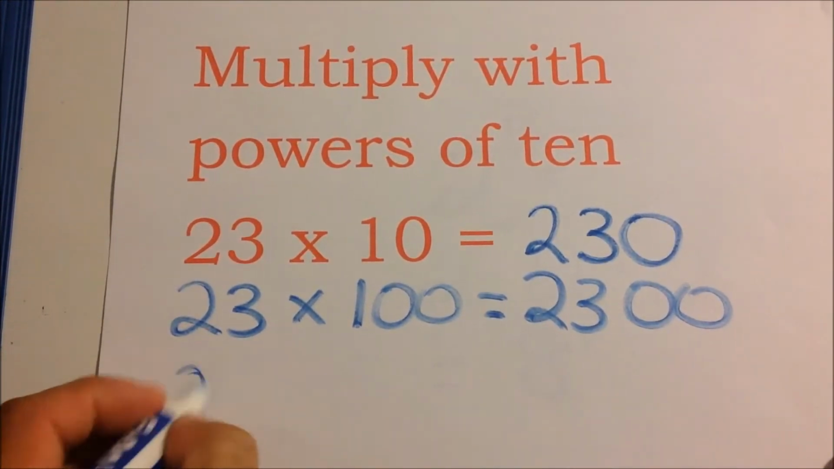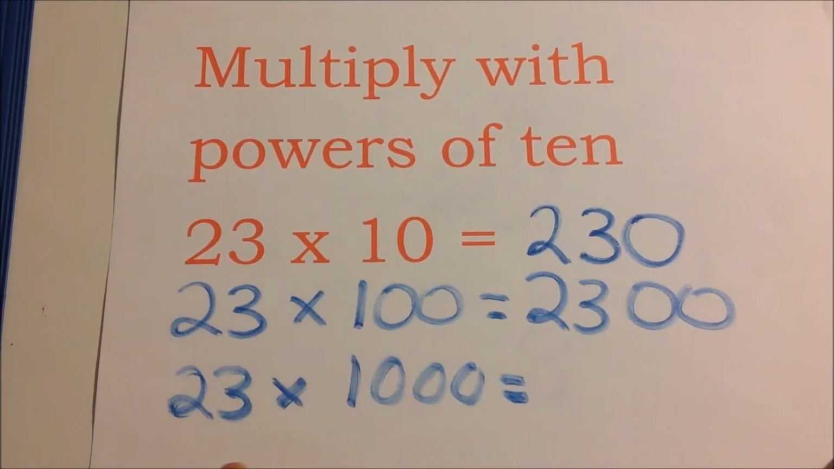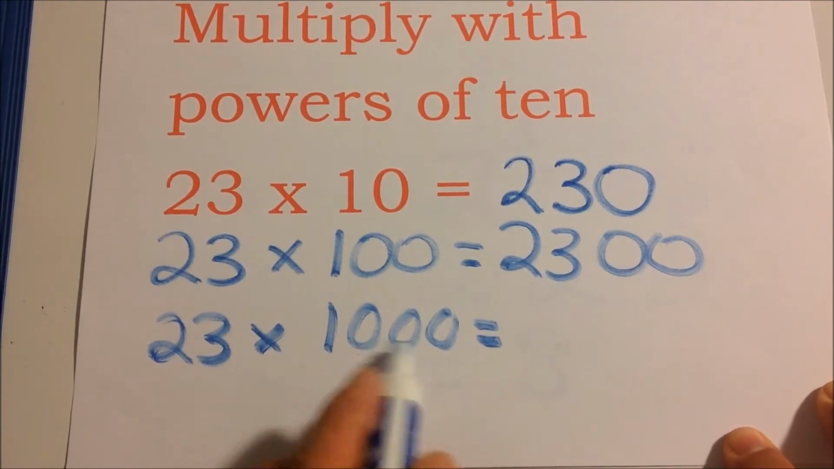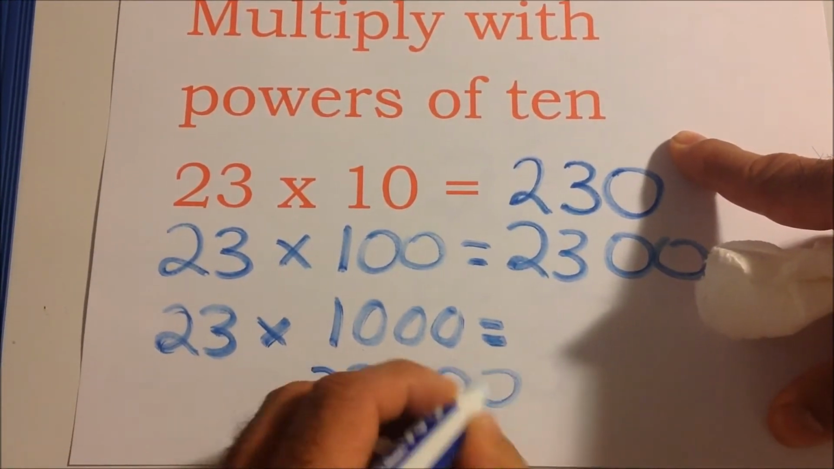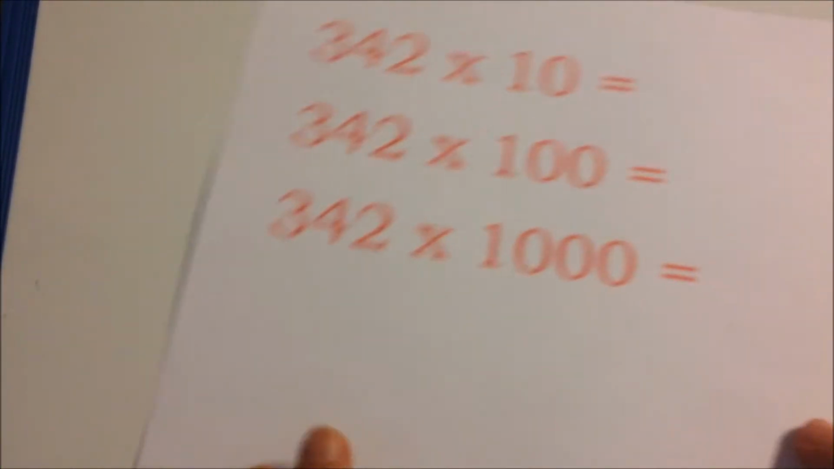What about this one? What if I had 23 times 1,000? How many zeros should I have? 3 zeros. It's right here. 1, 2, 3. So it'll be 23 with 3 zeros. 23,000.